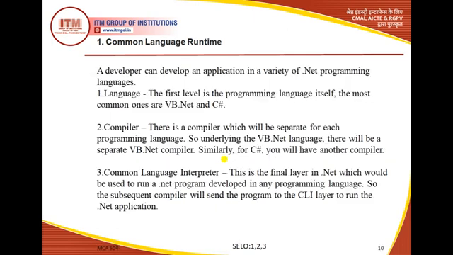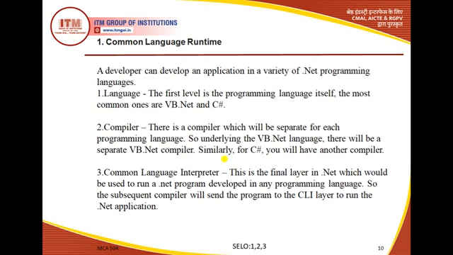Common language runtime. Here we can say that a developer can develop an application in a variety of .NET programming languages. If we talk about the CLR, application development can be done using three main things: language, compiler, and common language interpreter. The first level is the programming language itself. The most common ones are VB.NET and C#.NET.